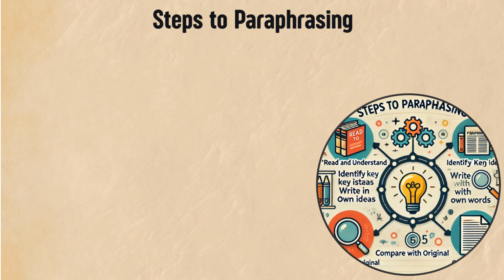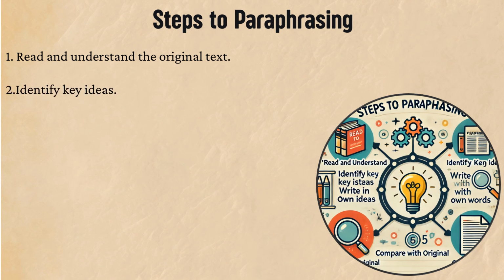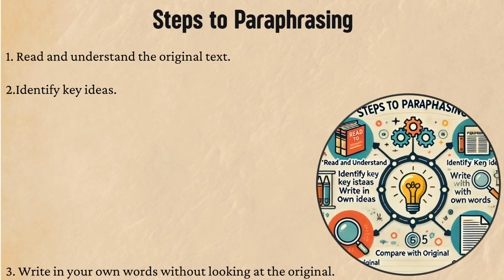Let's now move to the steps to paraphrasing. Follow these 5 steps to paraphrase effectively. First, you must read and understand the original text. Whenever you find some information related to your topic on the internet, first read and understand the original text that you found. Then identify the key ideas, the key message, the main message of the text you have selected.